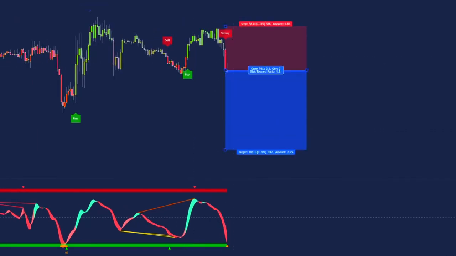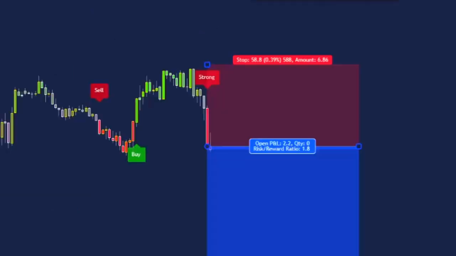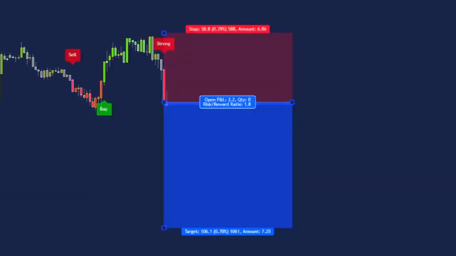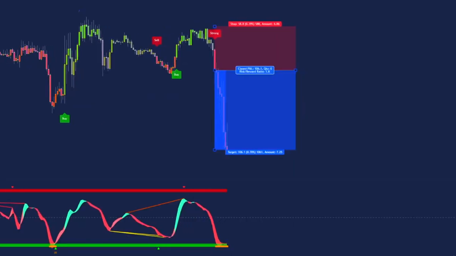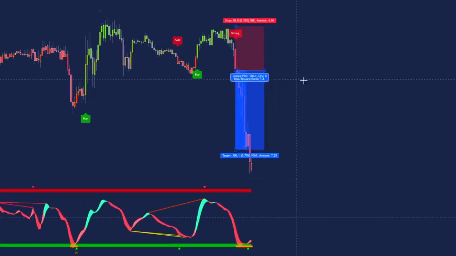And there we go, I've entered the trade on the close of the strong indication, put the stop loss just above the recent swing high and targeted again 1.8 risk to reward. And again, the trade has just been hit for another 1.8%.